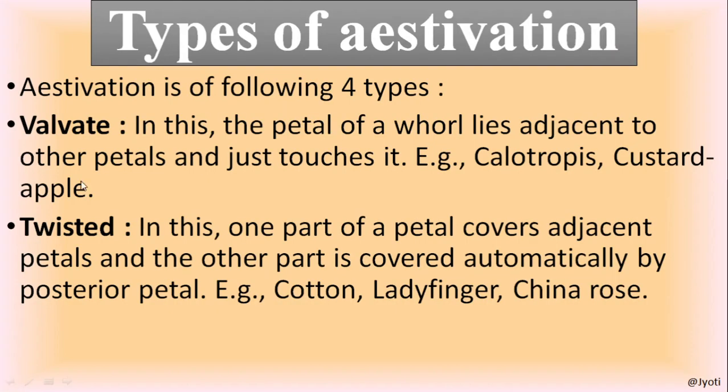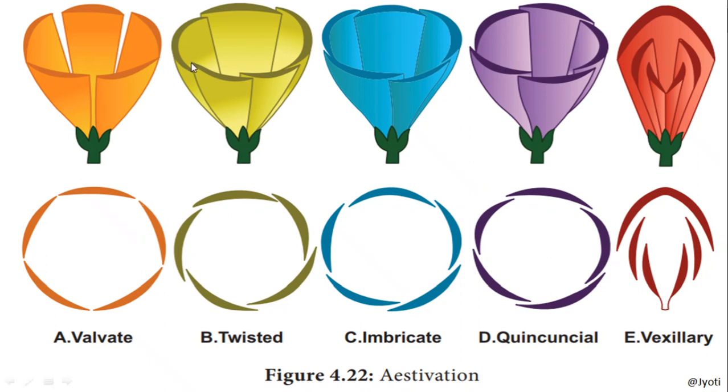The next one is twisted. Here one part of a petal covers the adjacent petal. You can see one side of a petal covers the other petal. Like this they are forming a twisted structure. Such type of arrangement is called twisted. Here it is very much clear. These pictures are very helpful for drawing the floral diagram. While discussing plant families, we have to draw the floral diagram. At that time it is very helpful.